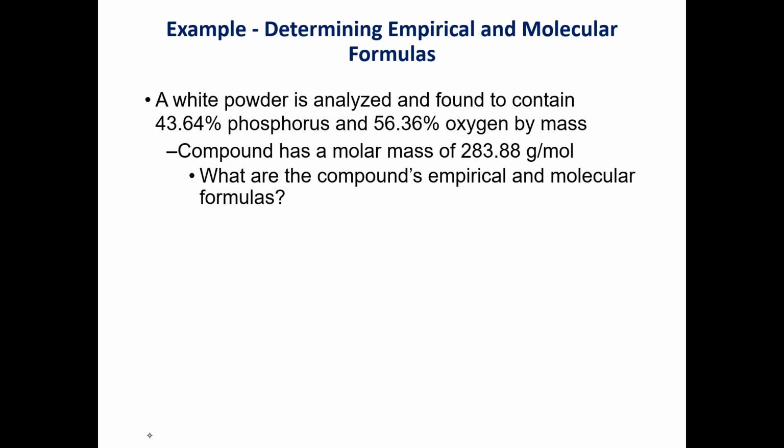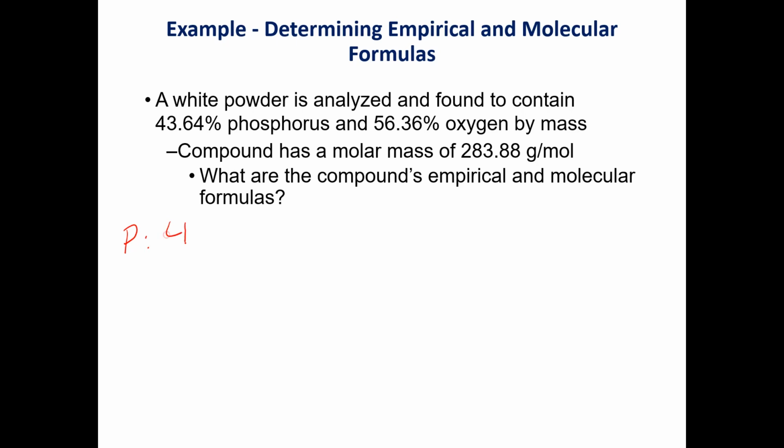So we're going to start with phosphorus, and to make our lives easier, we're going to assume that we have 100 grams of a compound. The reason we assume that we have 100 grams of a compound is because percentage means per 100. So if we assume that we have 100 grams, the percentage just becomes the number of grams.